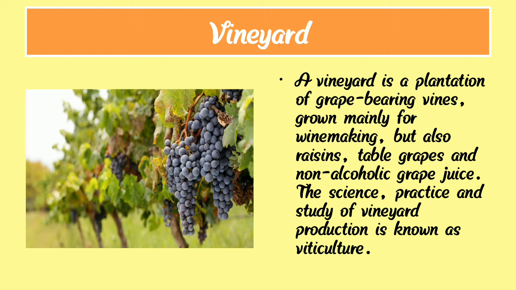So here we can see grapes, a place where grapes are planted and grown. So it's called a vineyard. Here we can see so many grapes.